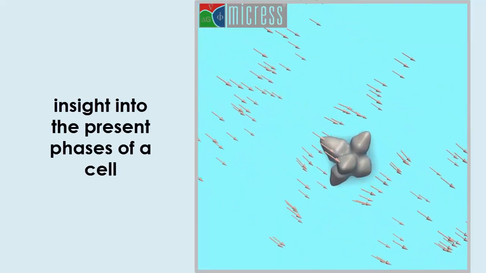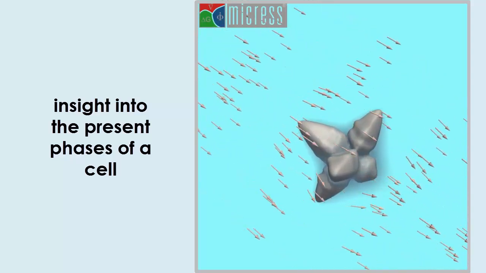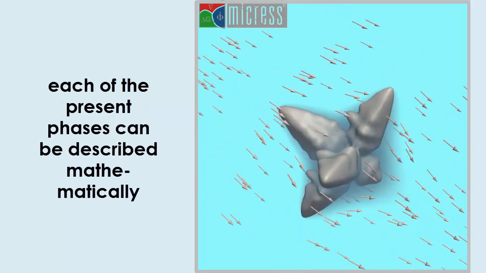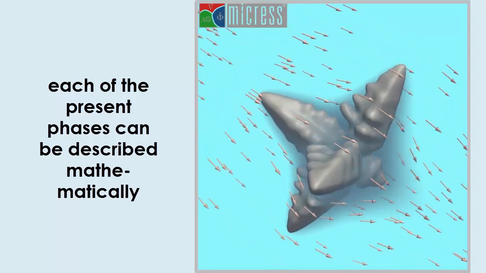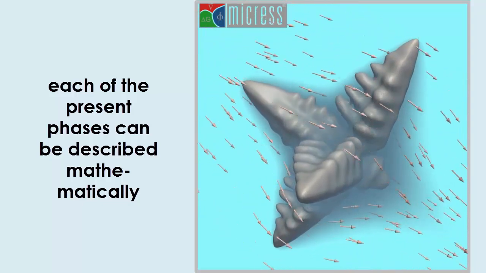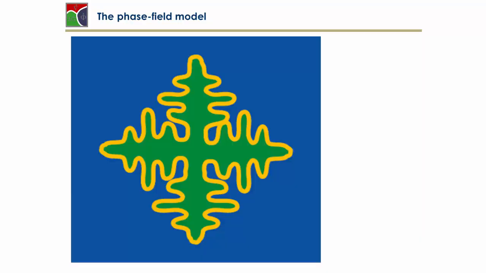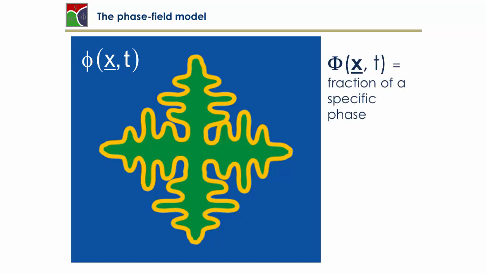In order to describe a microstructure, we first need some sort of mathematics which explains what kind of function describes the microstructure. And actually we define a function called phi, and this function phi is a function of space and time. And for the materials people, it is easiest to interpret the phi as a fraction of a specific phase being present at a spot x and at a time t.